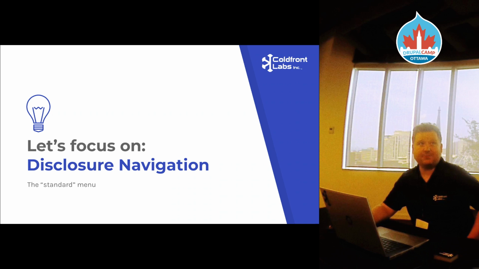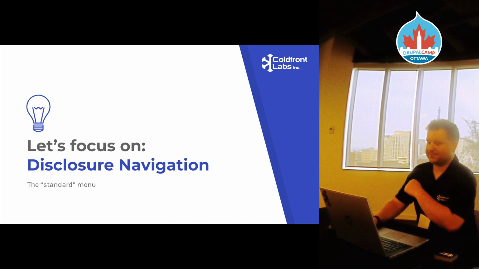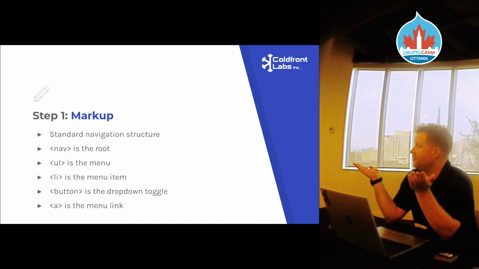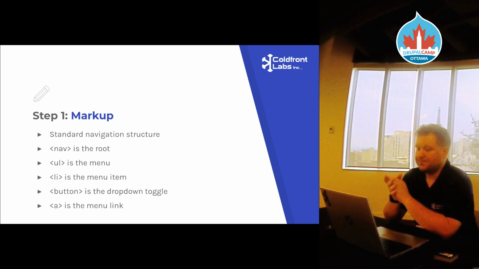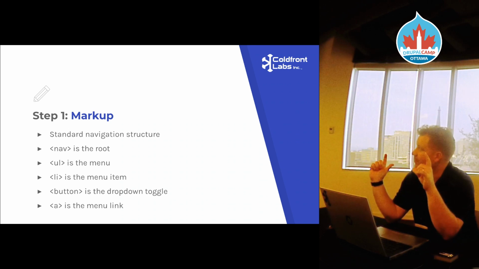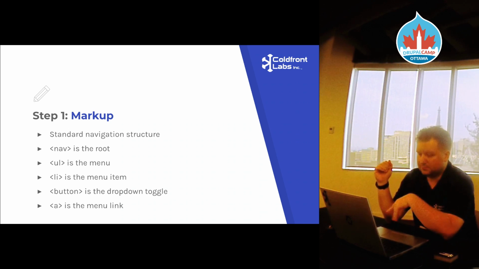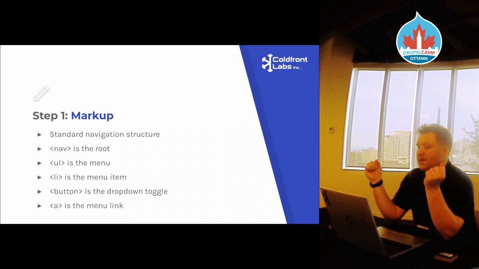So today we're going to be focusing on disclosure navigation because it's the one most applicable to all of you probably. And we're going to start with markup for disclosure navigation. It'll have your standard structure. So you'll have a nav element at the root. In the nav element, you're going to have your list, so your UL. Your list items will be the menu items.